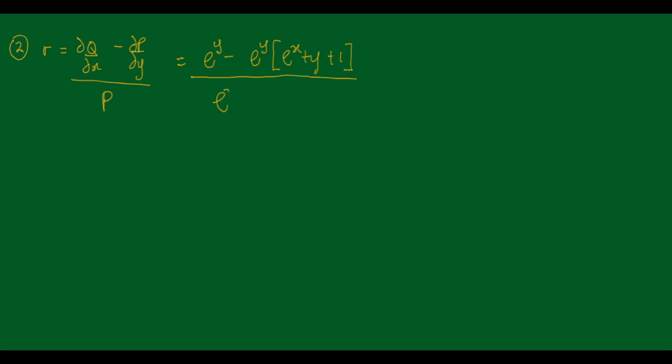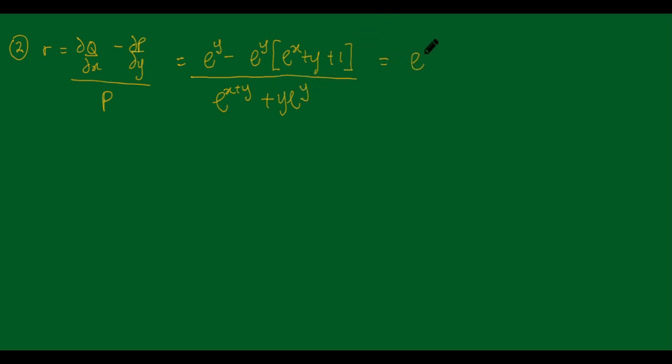So in examining case study 2, we are looking for r, which is equal to the q dx minus the p dy divided by p. So in this case, our dq dx is e raised to the power of y minus our dp dy, which is e raised to the power of y into brackets e raised to the power of x plus y plus 1. So you can then divide this through by p, which is e raised to the power x plus y e raised to the power of y.